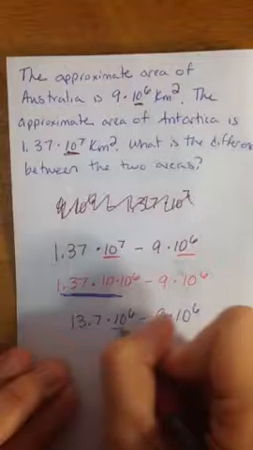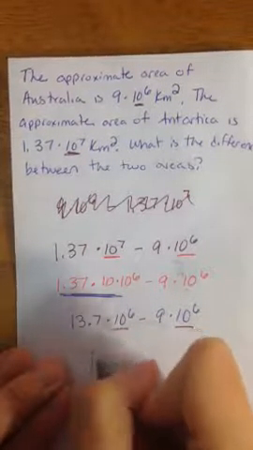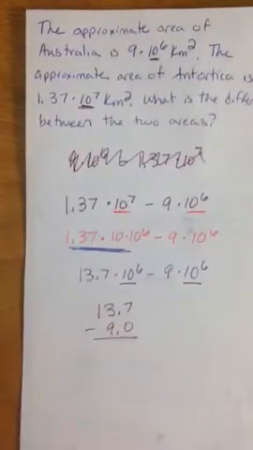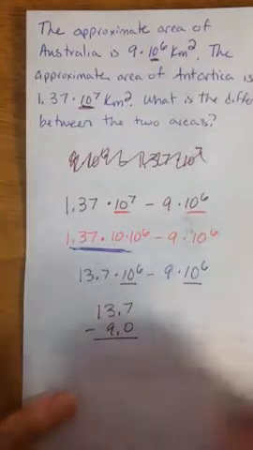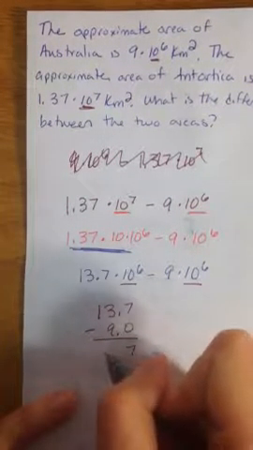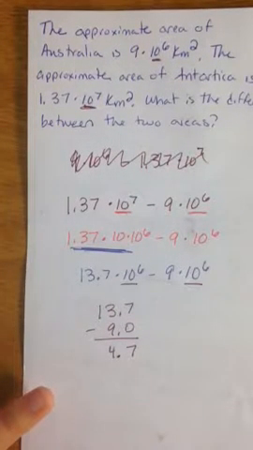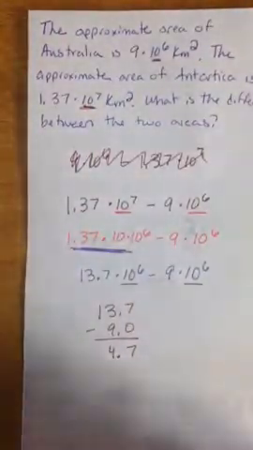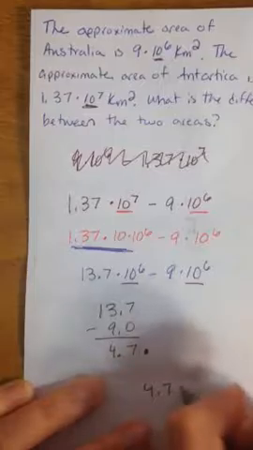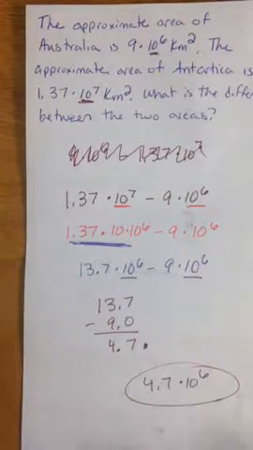Now since my exponents are the same, I can actually do my subtraction. So 13.7 minus 9, and now I'm going to subtract, unlike the last time. 7 minus 0 is 7, and 13 minus 9 gives me 4. So I'm going to get 4.7 times 10 to the 6th. I just bring that exponent power down. That's my final answer.